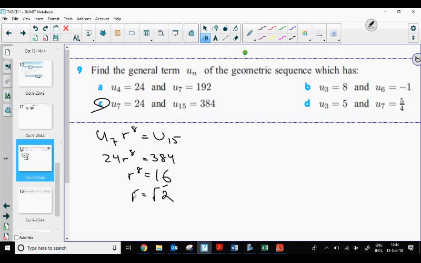And now we can use that to work backwards to figure out the first term of this sequence, because u sub 1 times r to the power of 6 will be equal to u sub 7. So u sub 1 times the square root of 2 to the power of 6 is going to be 2 cubed, which is 8. And that should be equal to 24. So u sub 1 must be 3.